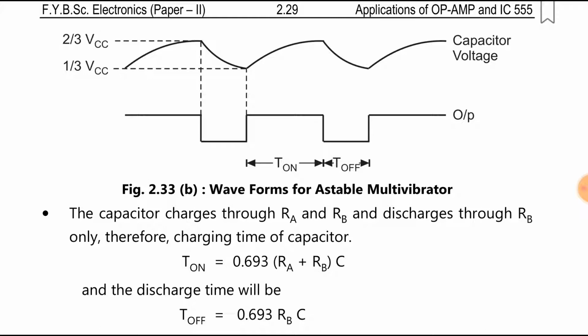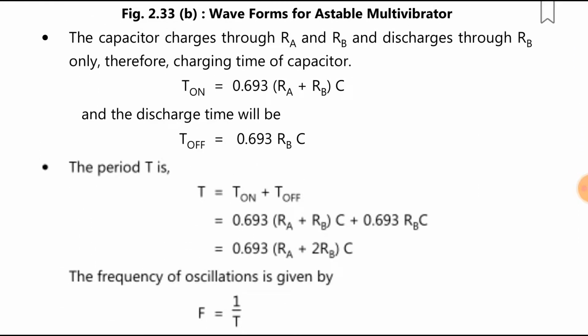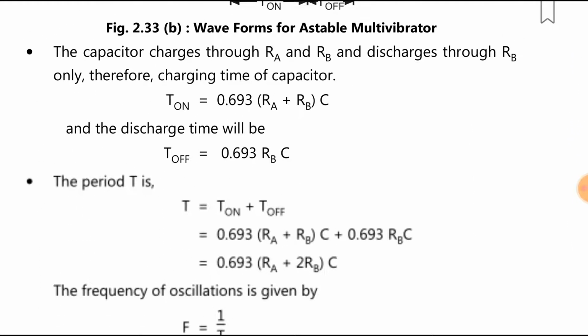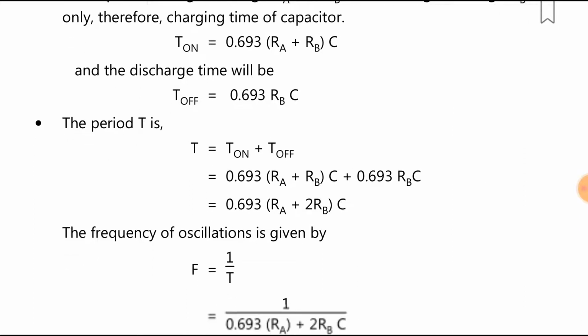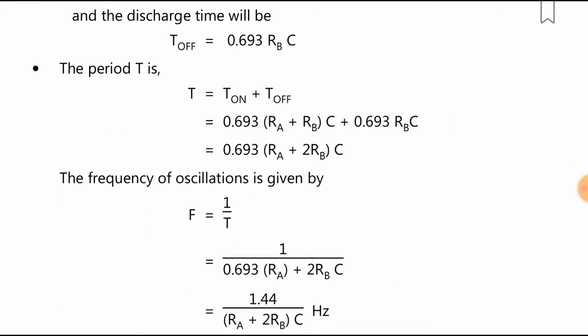This is the capacitor voltage, charging and discharging between 2/3 VCC and 1/3 VCC, with T on and T off, and the output is a square wave. So these are the waveforms of the astable multivibrator. The capacitor charges through RA, RB and discharges through RB only. Therefore, the charging time T on is 0.693 (RA plus RB) times C, and the discharge time T off will be 0.693 RB times C.